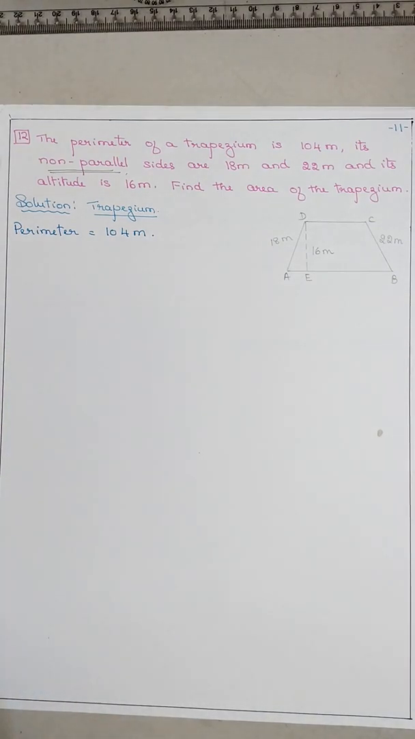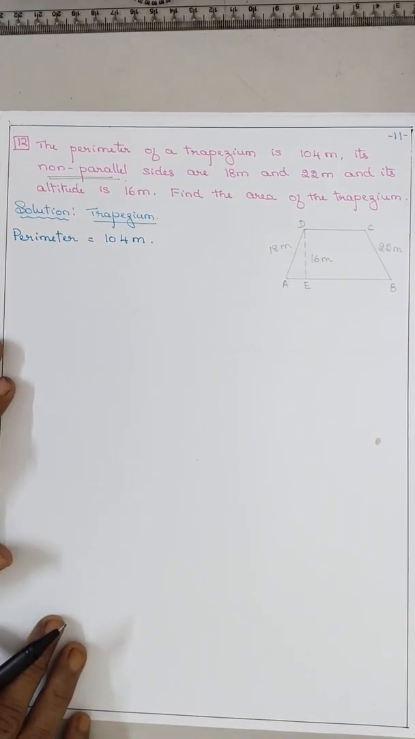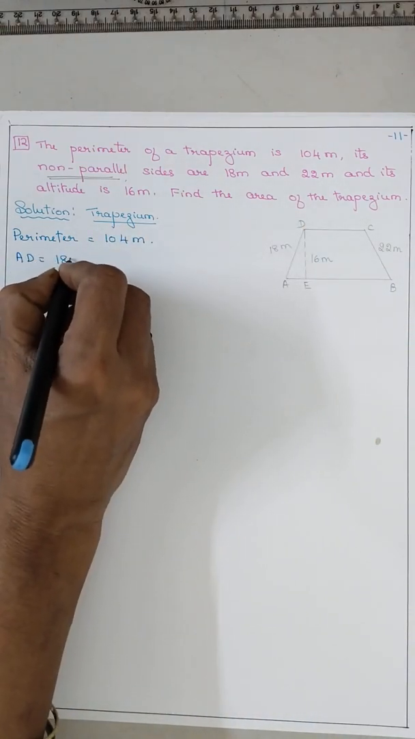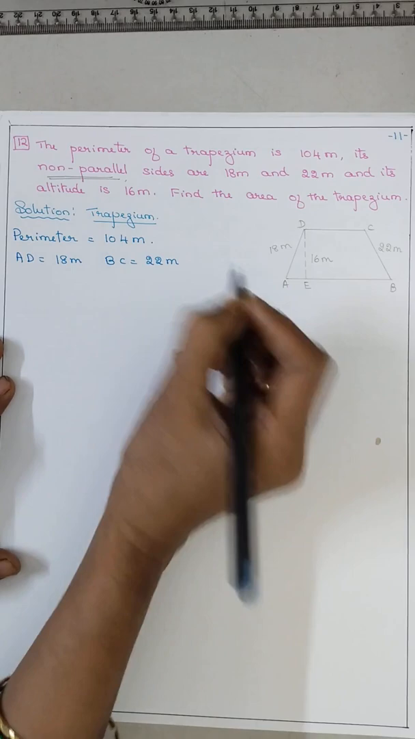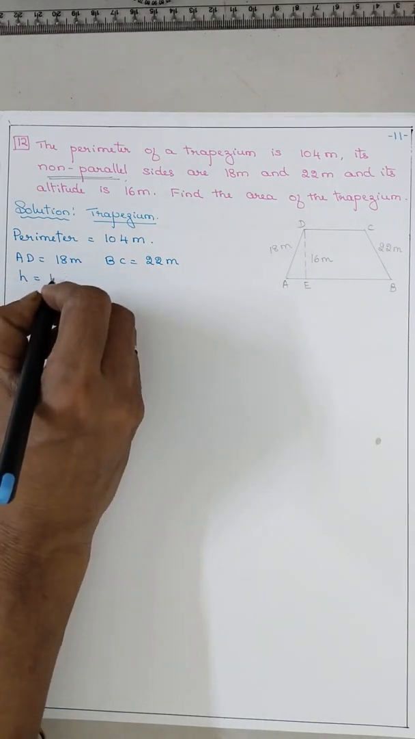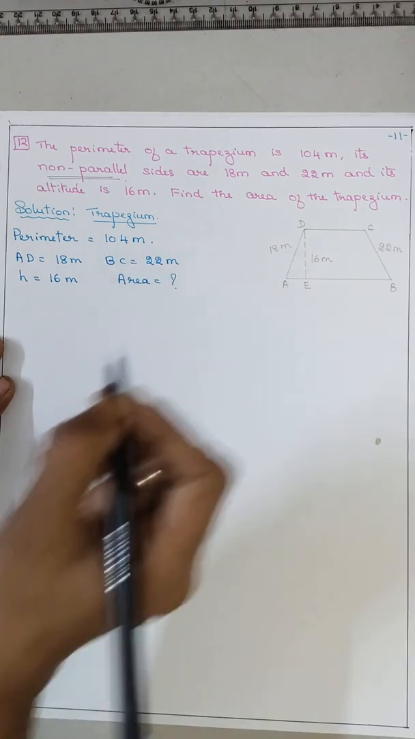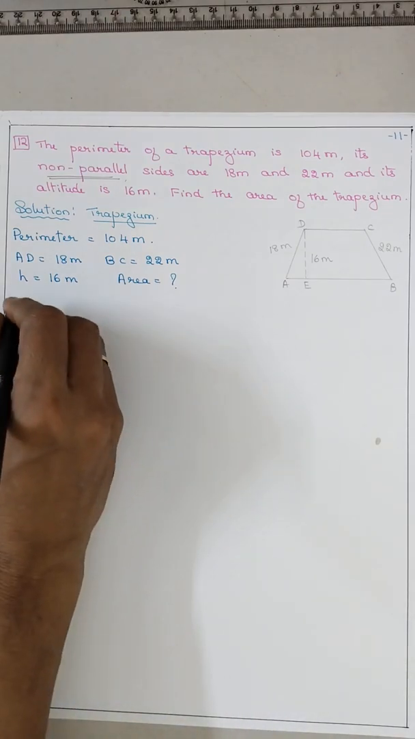So perimeter. Perimeter means what? The sum of all the sides. They have given AD is equal to 18 meter, BC is equal to 22 meter, then H is equal to 16 meter. They have asked you to find out area. So first we have to find out the two parallel sides A and B, it's not given. Find out that. How?